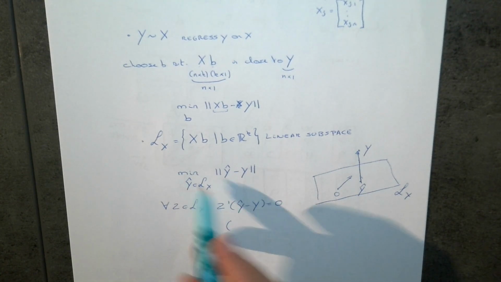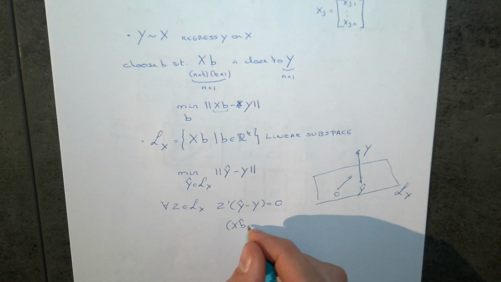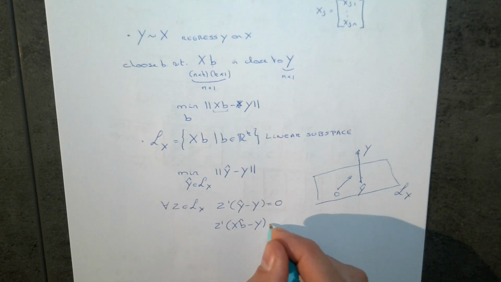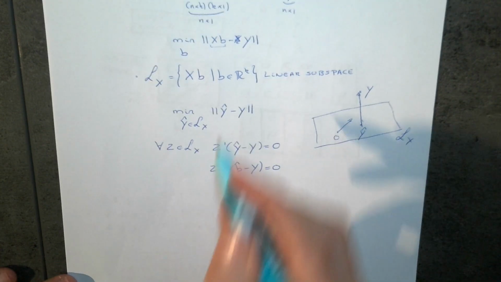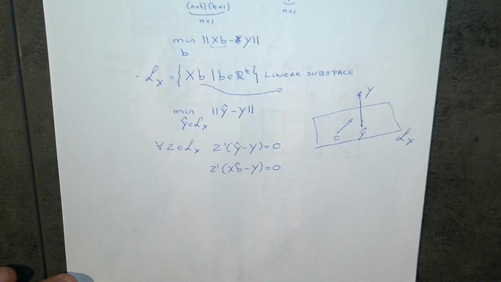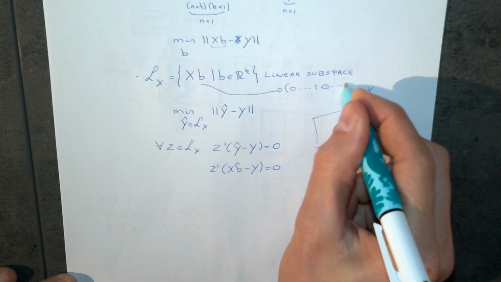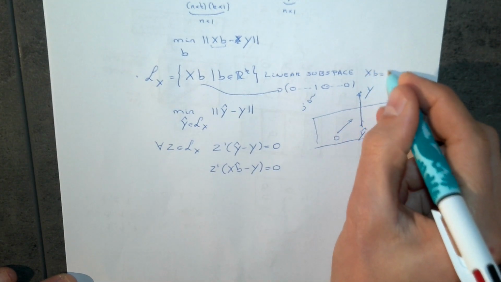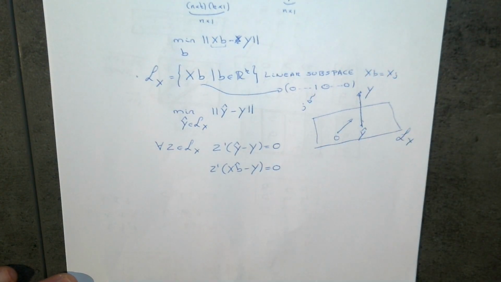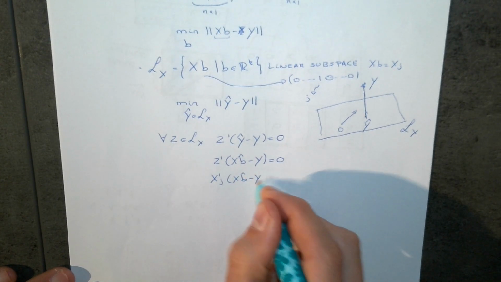Y hat, well, what's y hat? It's an element in the subspace, so we can write it as x times b, maybe b hat, so z prime times (x b hat minus y) is going to be equal to 0. And how are we going to find b hat? Well, we're going to take particular elements of z. So what we can do here is pick the b's that are 0 everywhere except equal to 1 at some position, say j, then of course x times b will be equal to the jth column of this matrix x. So every column of x will be orthogonal to x b hat minus y.